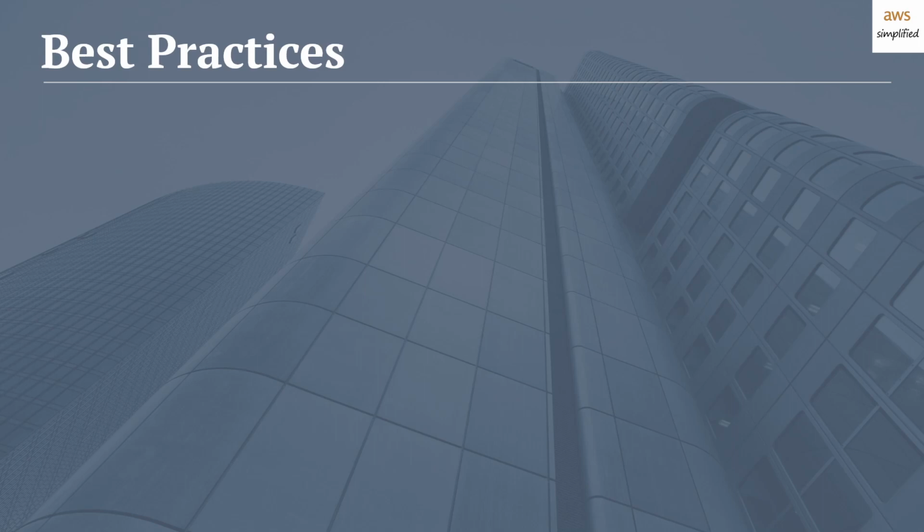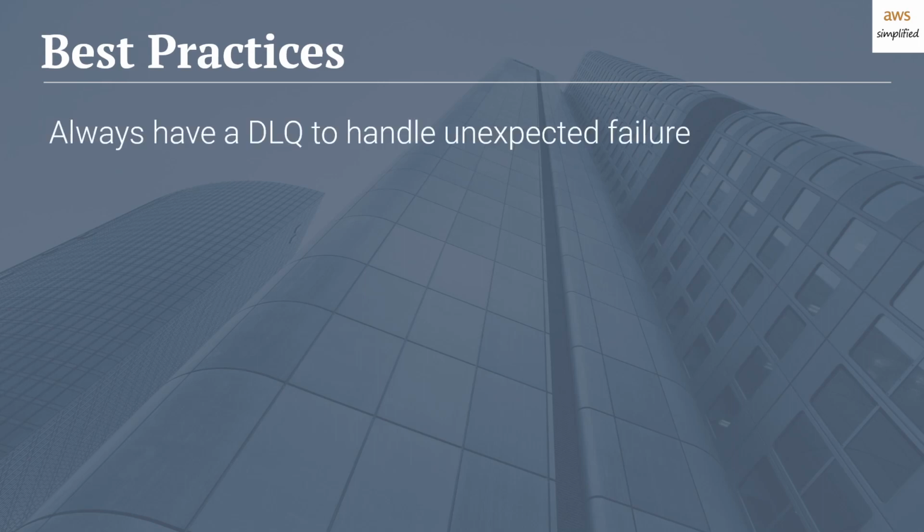Now, in terms of best practices, there's three that I wanted to touch on. The first is to always have a DLQ to handle unexpected failure. If you're running any event-driven production system, you always need to be ready to handle failure. Even if you're relying on AWS services that have 99.99999% uptime, failures do happen occasionally, and it's important to be prepared. It's very little effort and very high benefit to have a DLQ at least set up.